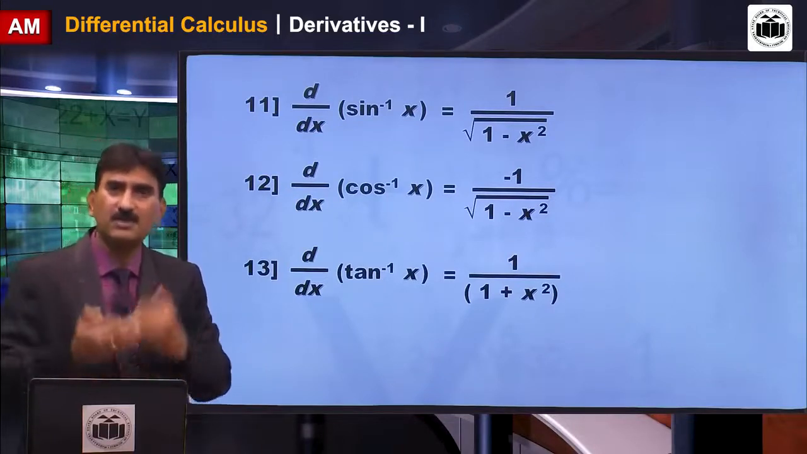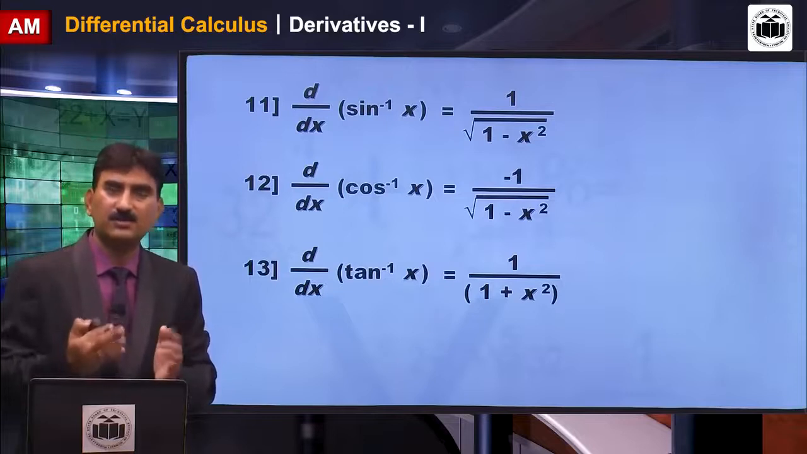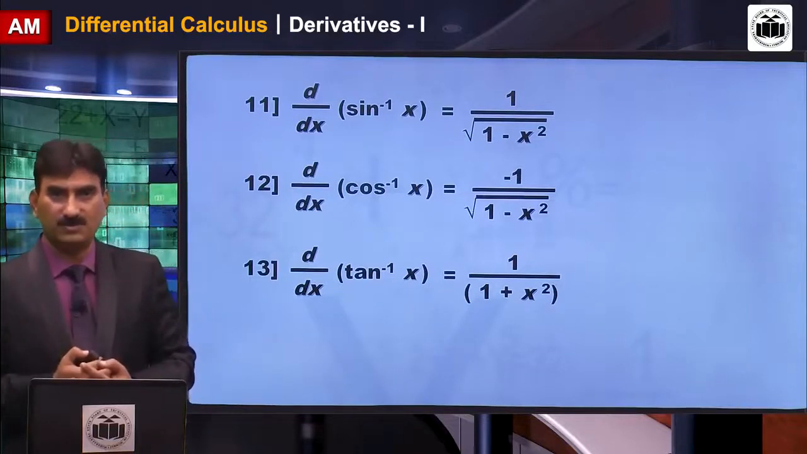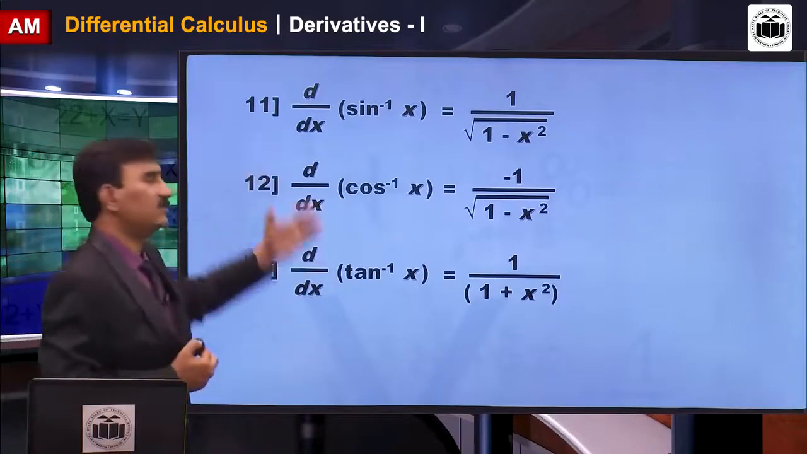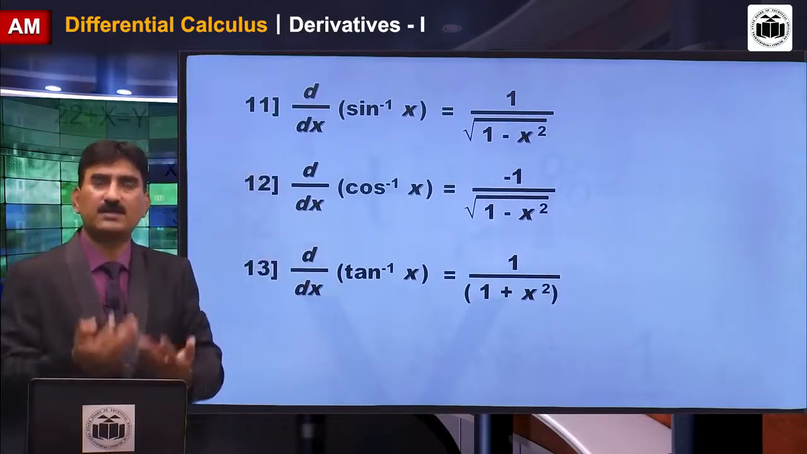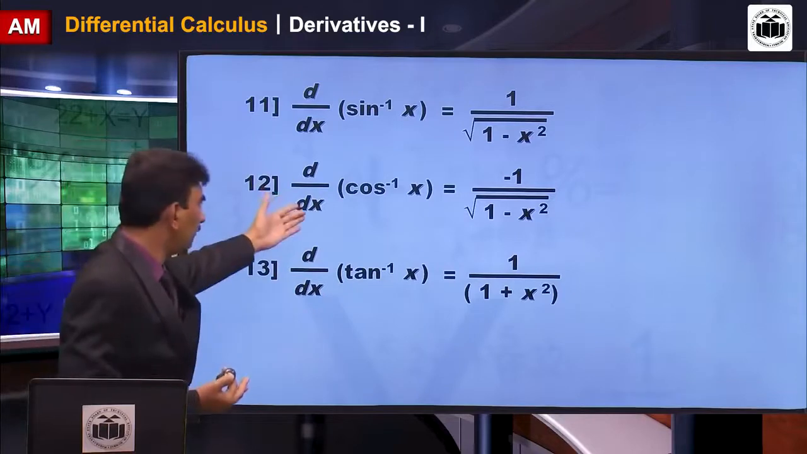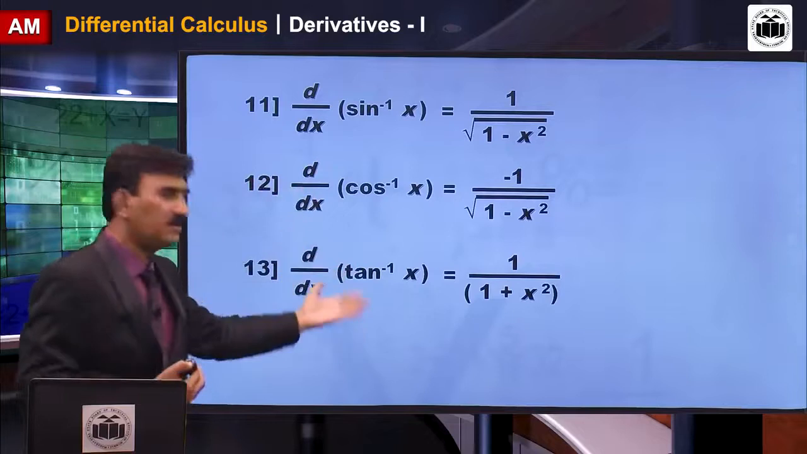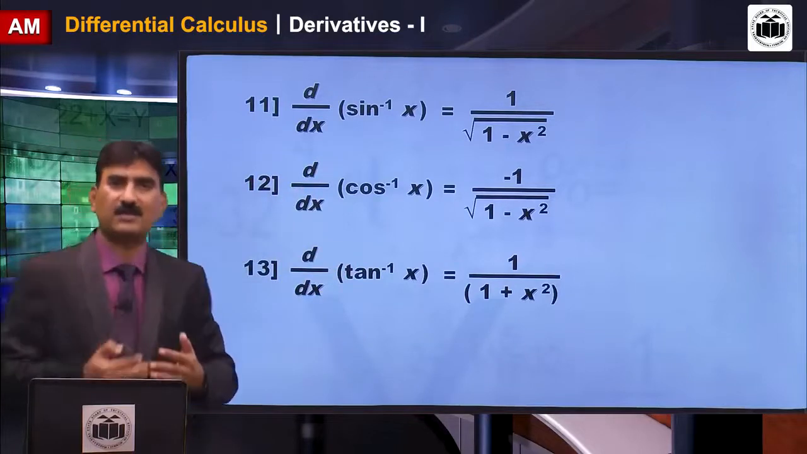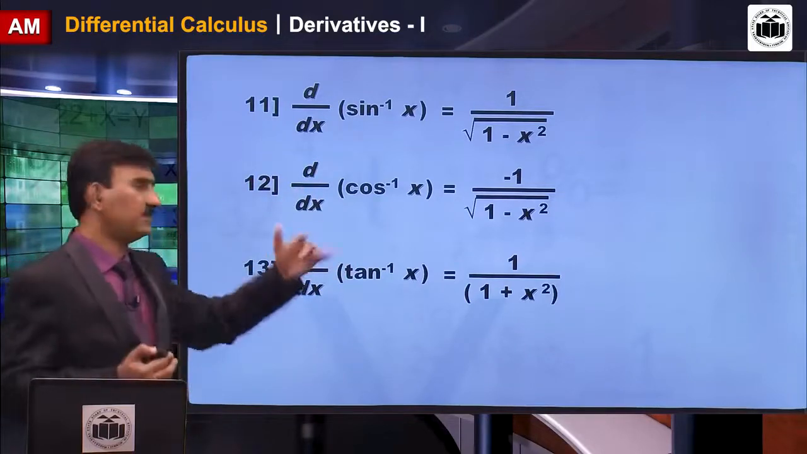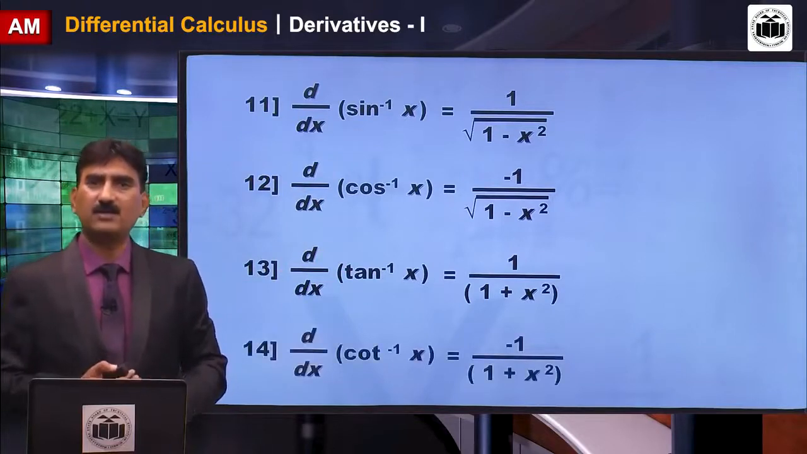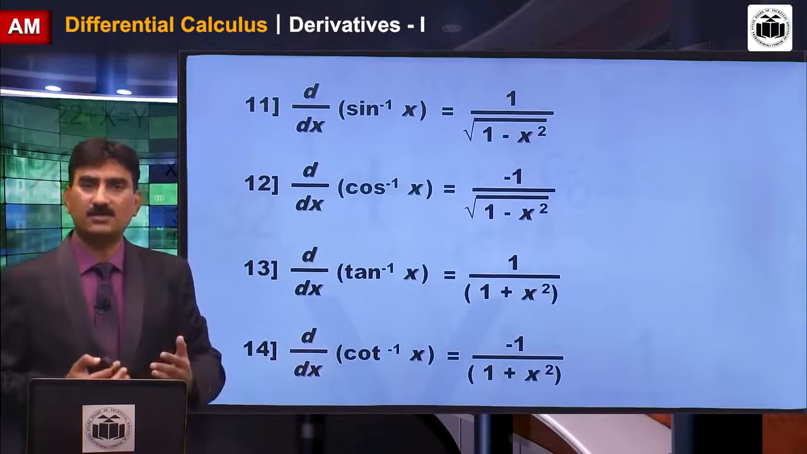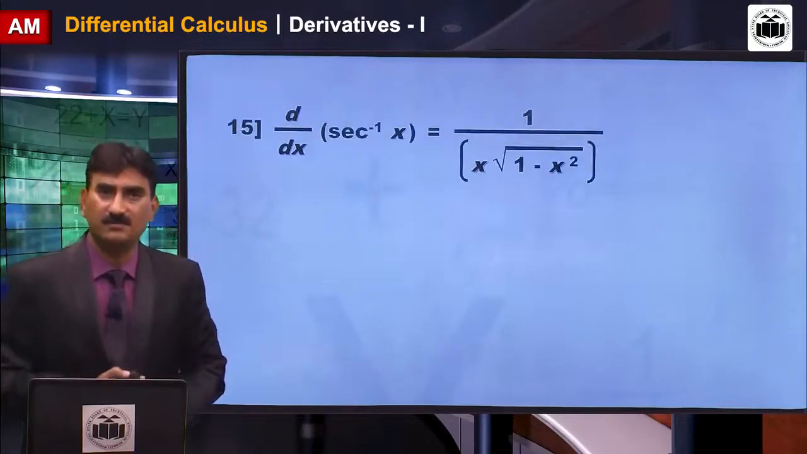When you learn all these formulas, you try to develop some of your own ideas on how to remember them. If you remember only the derivative of sin inverse x, you will get the derivative of cos inverse x by taking a negative sign. The derivative of the other trigonometric functions works the same way. The derivative of tan inverse x is 1 upon 1 plus x square. Then the derivative of cot inverse x is minus 1 upon 1 plus x square. The difference is only the negative sign.